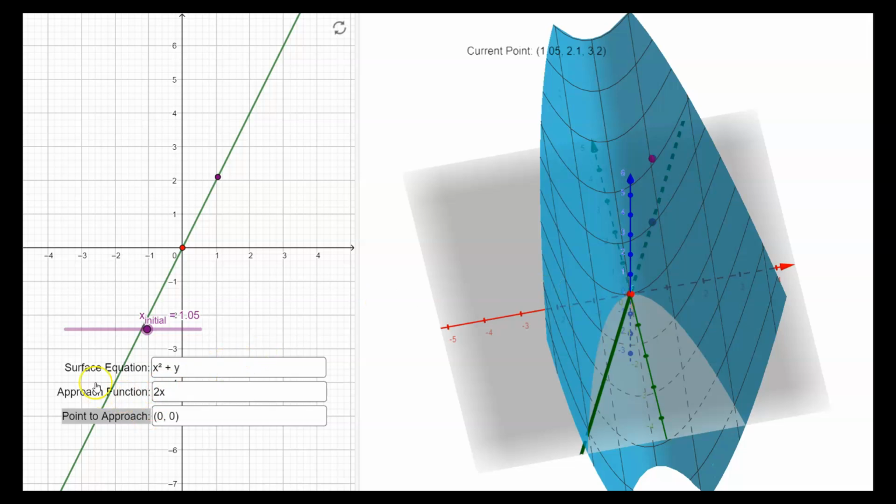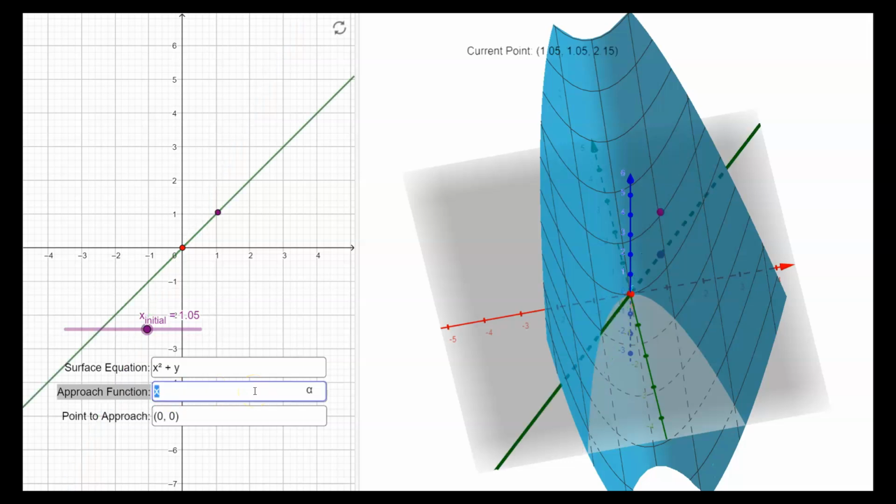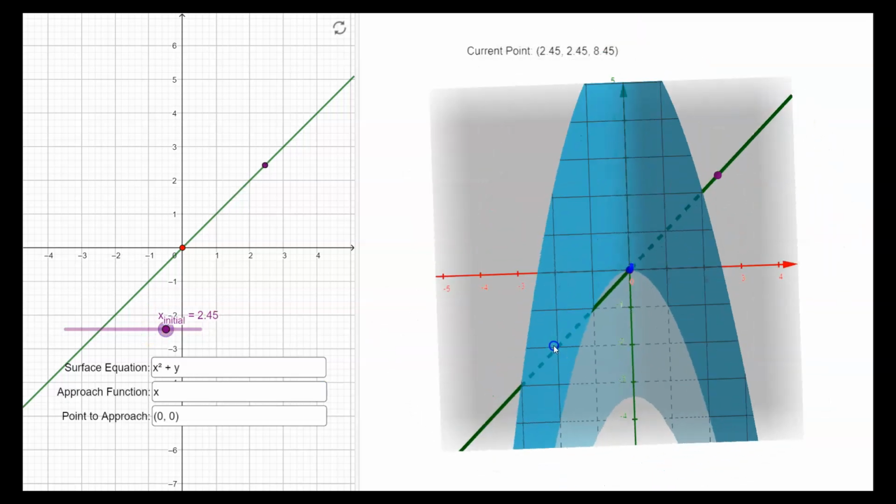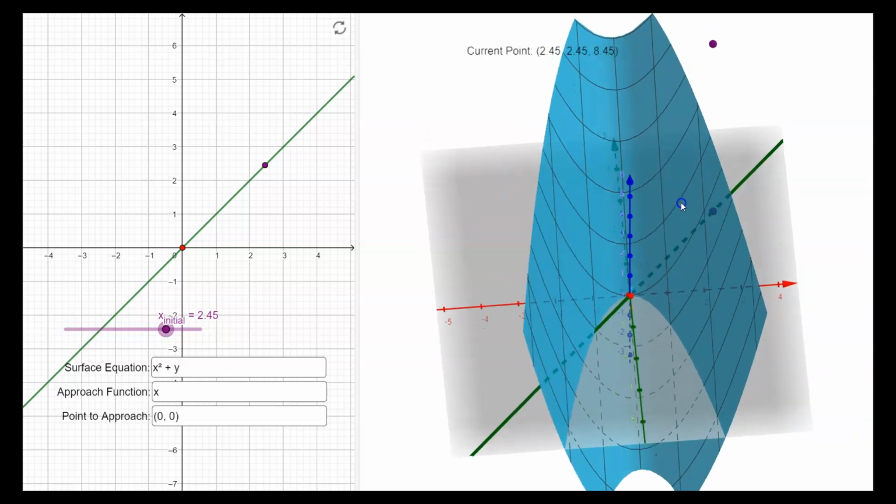Okay, so any linear function that has a 0 y-intercept will go through 0, 0. So I could change this to x. And what this is going to do is I can decide how far away I want to start. So if I change this x slider farther away, you can see that in the two-dimensional plane, we're going to start approaching xy equals 0, 0, coming along that line. So visually what that means is watch what happens as we approach 0, 0.